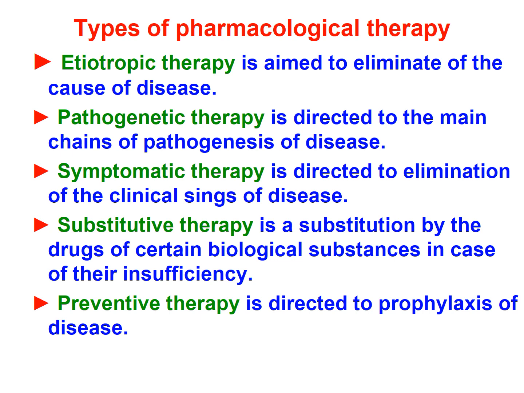The second case is pathogenetic therapy. This is the pharmacological therapy that is directed to the main chains of pathogenesis of disease. For example, some disorders involve development of inflammation, and we can use the drugs that produce anti-inflammatory effect. They stop inflammation in the body, and by this way they can be useful in treatment of those disorders in which inflammation plays a very important role.